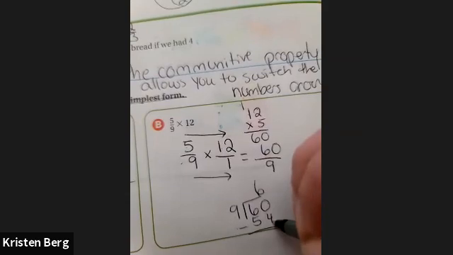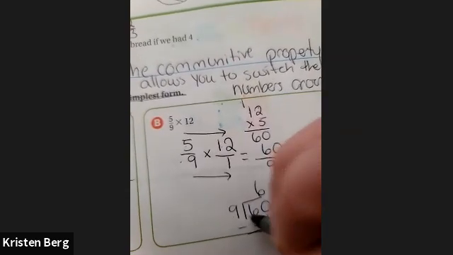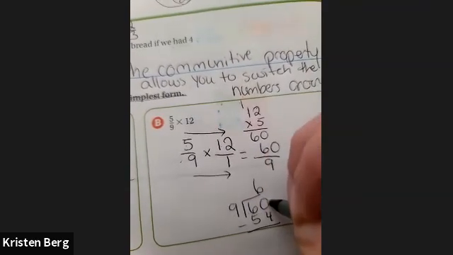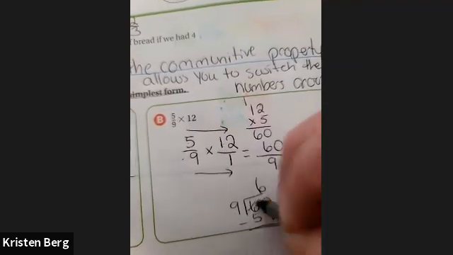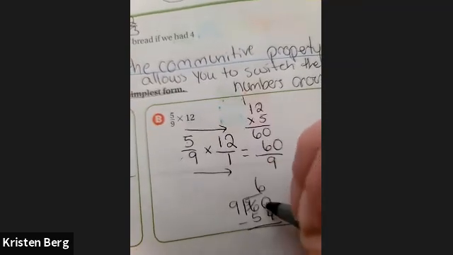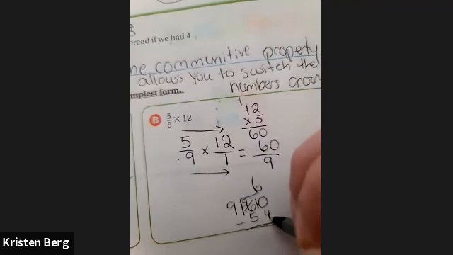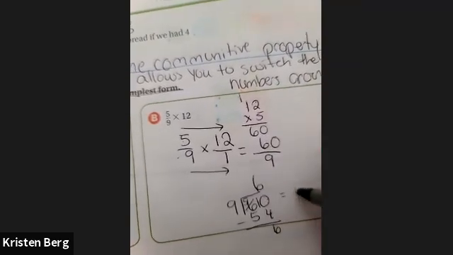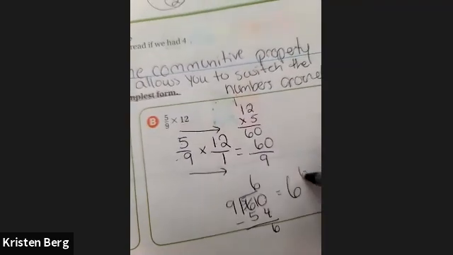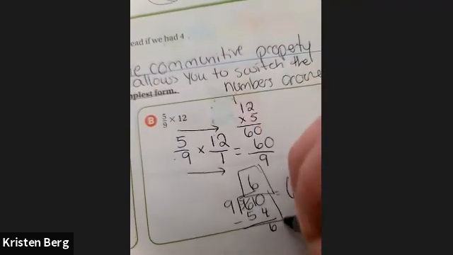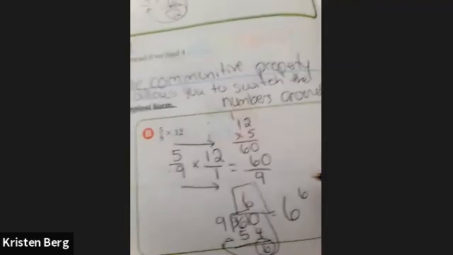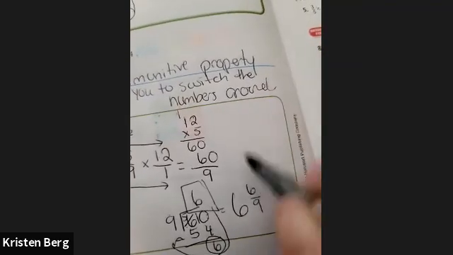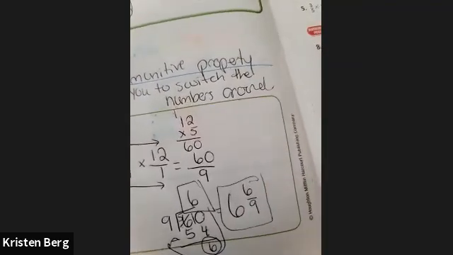Can you have 0 and take away 4? Can you have 0 cookies and give away 4? No, you cannot. So you have to come over and borrow. 10 minus 4 is 6. So now your answer would be 6 and 6/9 would be the fraction. So this is plenty good.